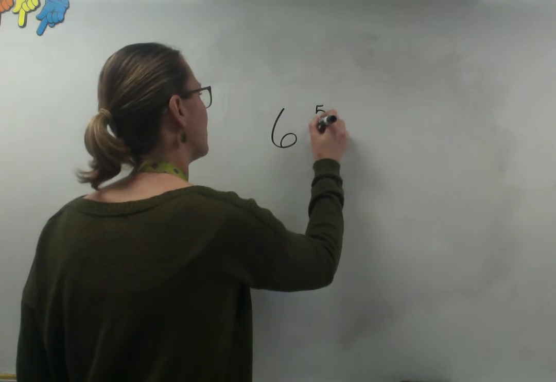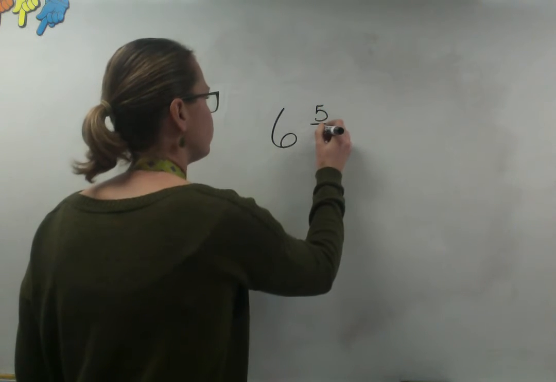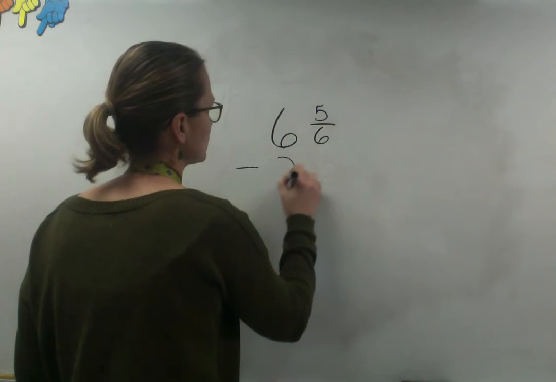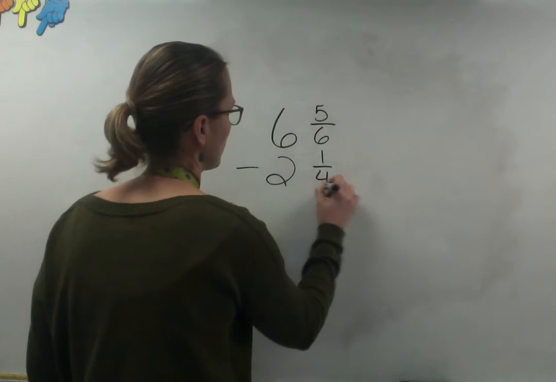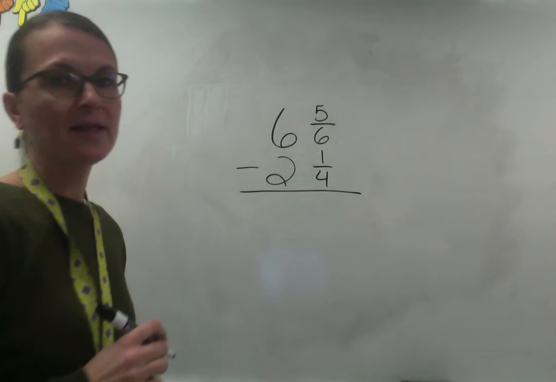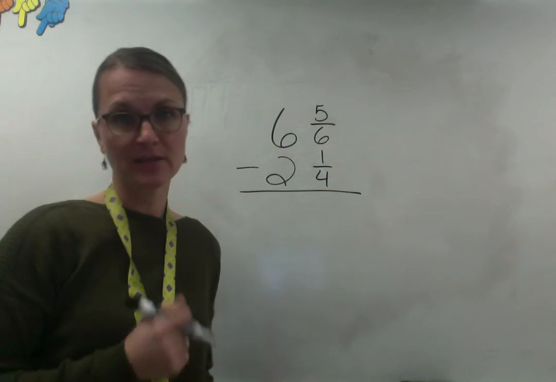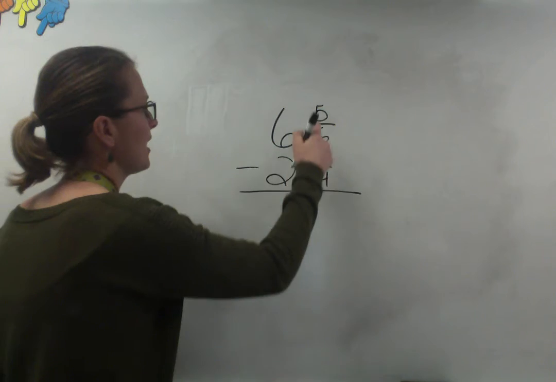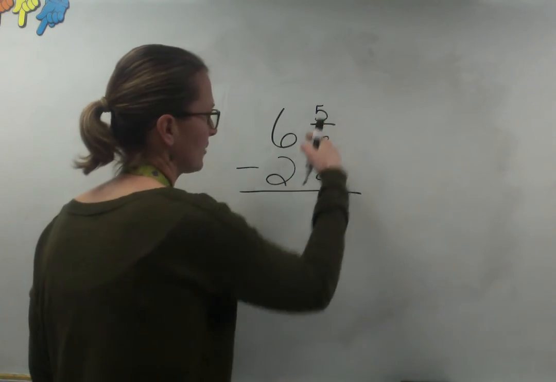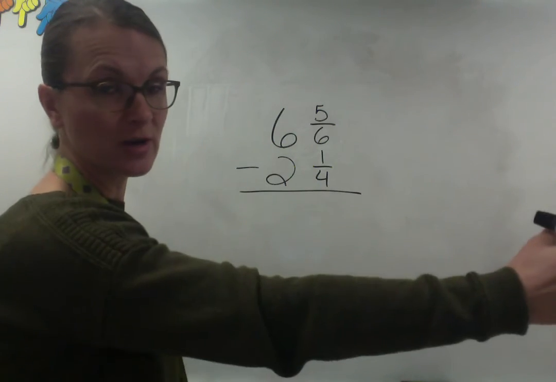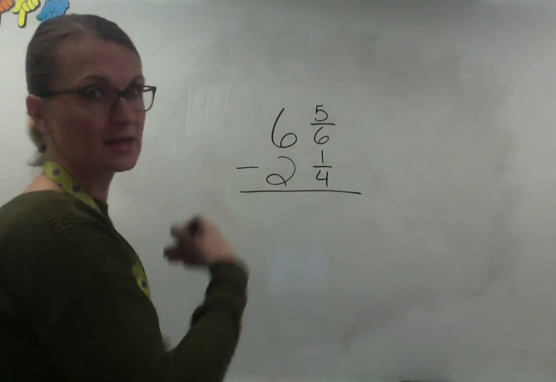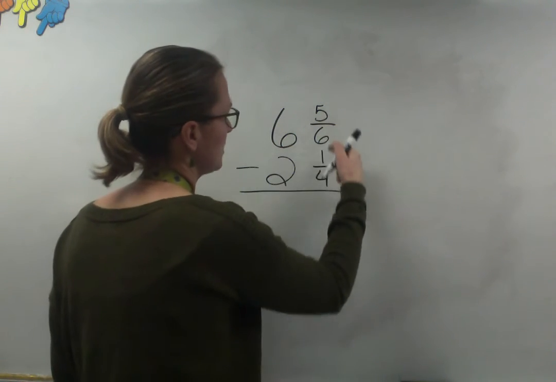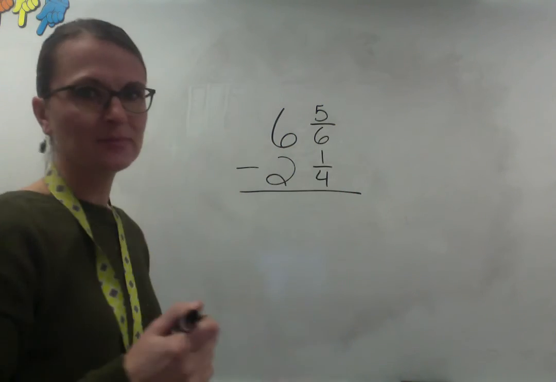Let's go with 5 5/6 minus 2 1/4. Okay? So again, I'm purposely making these so they don't have the same denominator so that you remember how to change the denominator. I have 5/6 and I have 1/4. I always start by adding or subtracting the fractions and then working my way to the right, just like you would a regular number. So I got to switch these so they have the same denominator.